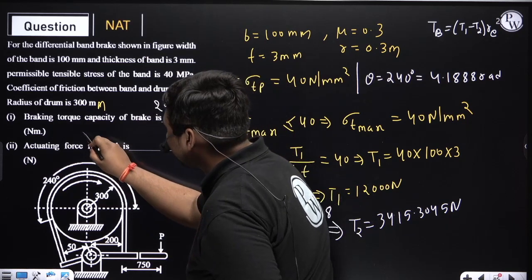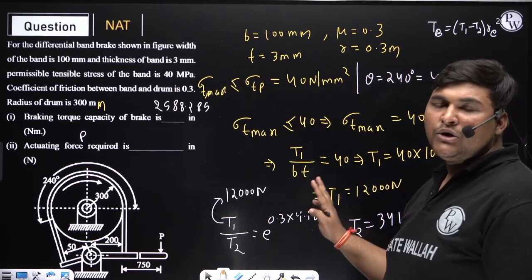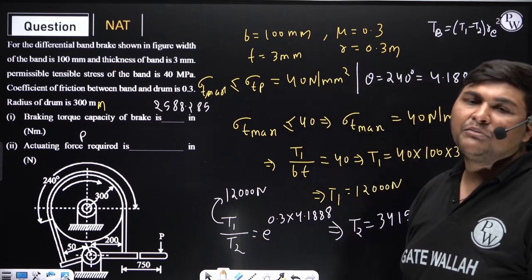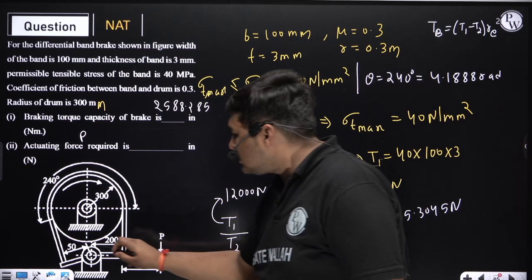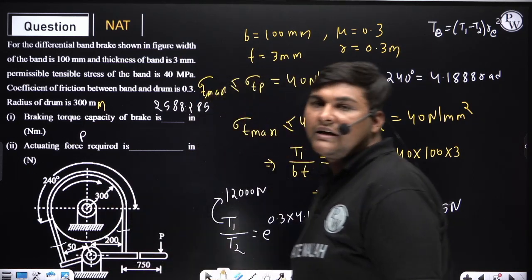Suppose I am denoting braking effort as P, so the examiner is asking about P. To find P, T1 and T2 we have already calculated. By using the FBD of this system, we can find the relation between P, T1 and T2. From this relation we can find P. To draw this FBD, the drum is rotating clockwise. We need to cut both sides of the band like this and like this.